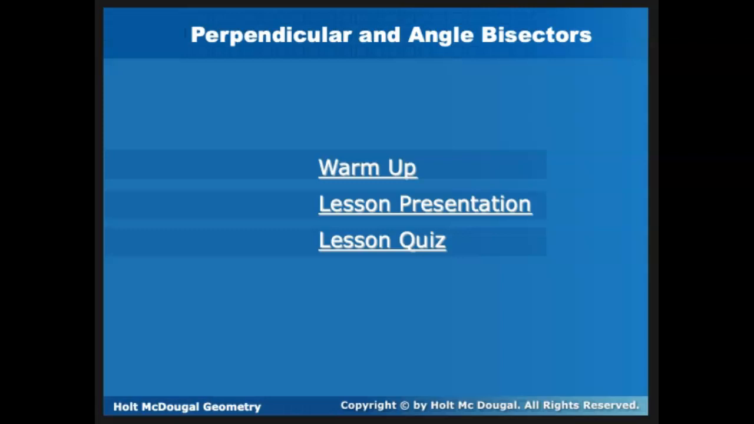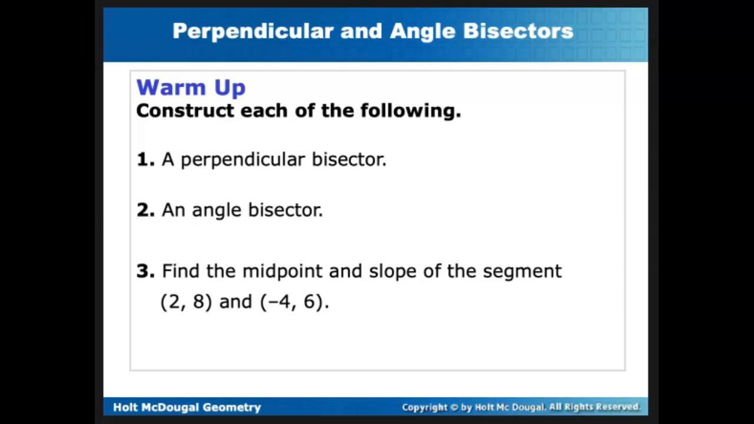This lesson is 24.1 in the Georgia Accelerated Algebra / GOA book. So you can start with a warm-up. Do you remember what a perpendicular bisector is? An angle bisector? And how to find the midpoint and slope of a segment.